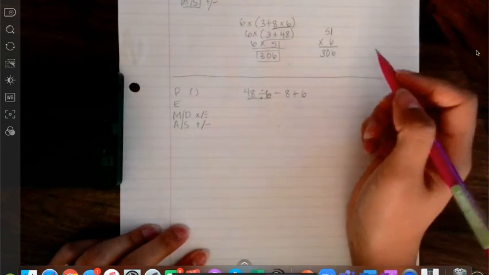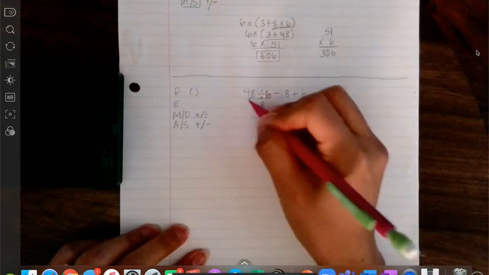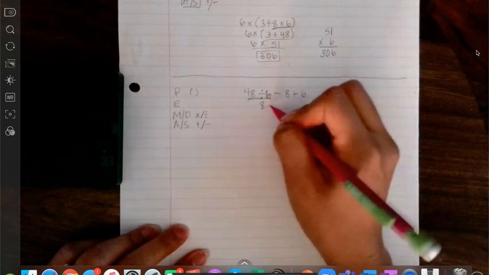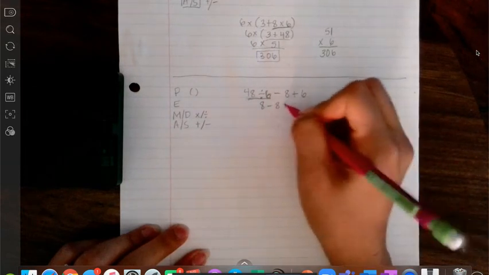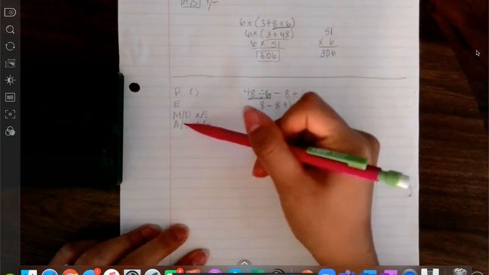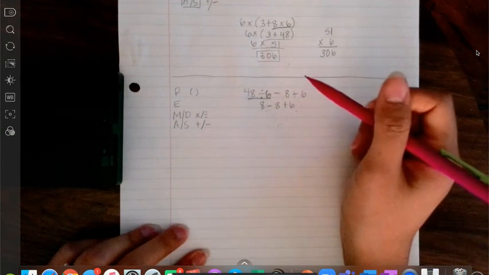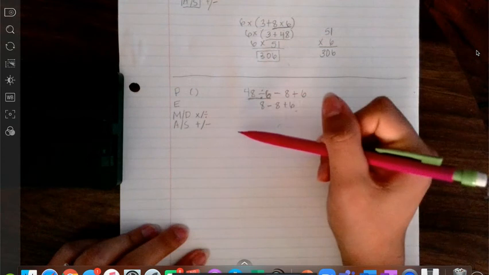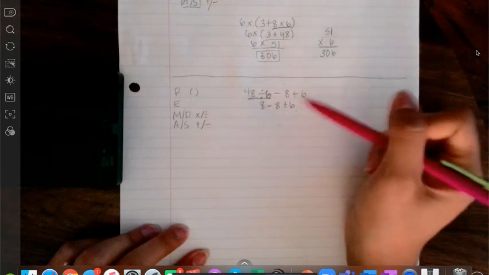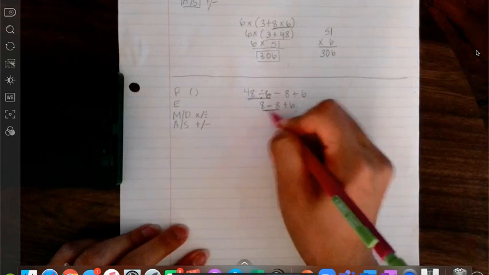48 divided by 6 is 8. And now I'm going to rewrite everything else that is not underlined. Minus 8 plus 6. Okay. Do we have any addition or subtraction? We actually have both. But remember our saying, first come, first serve. Whatever comes first on the left side of the expression is what we're solving for first. So we have subtraction first. So we'll solve that first.